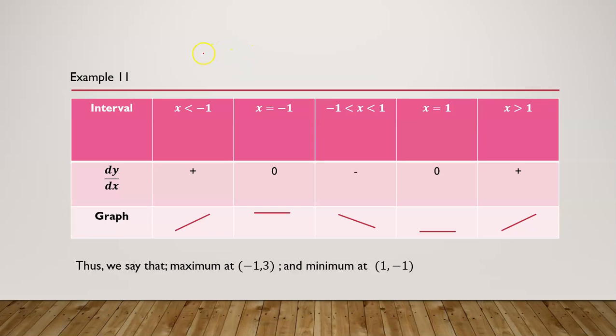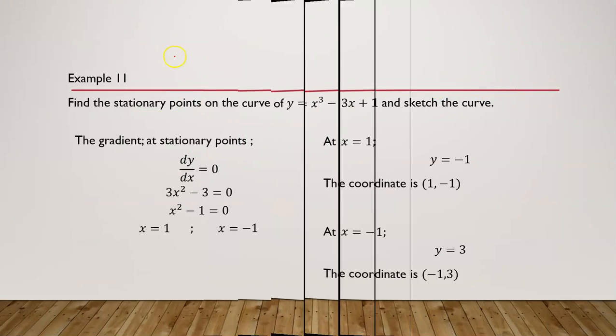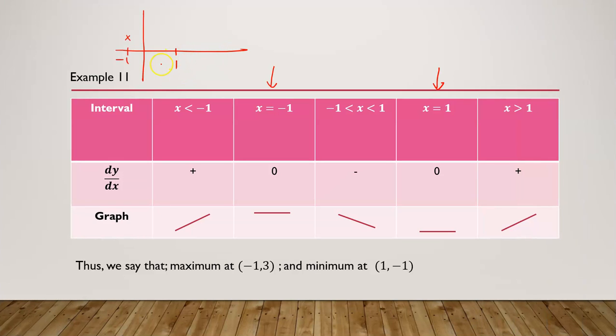So just now our critical points are at negative 1 and 1. Meaning in your graph, at negative 1 here and 1 here. So what was the coordinate for negative 1? Negative 1 and 3, sorry. And here it is (1, negative 1). So somewhere here.